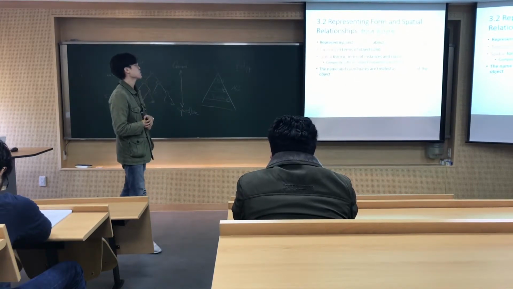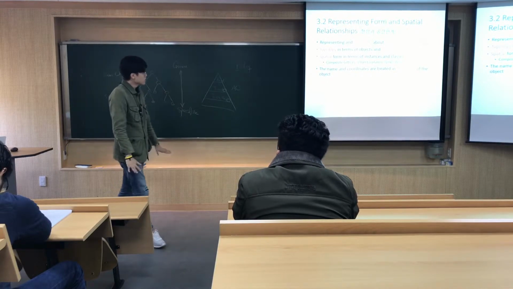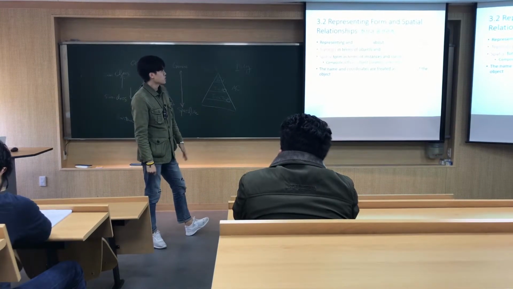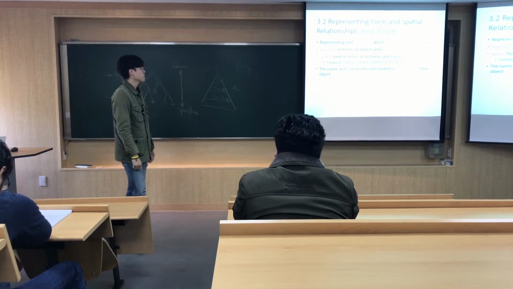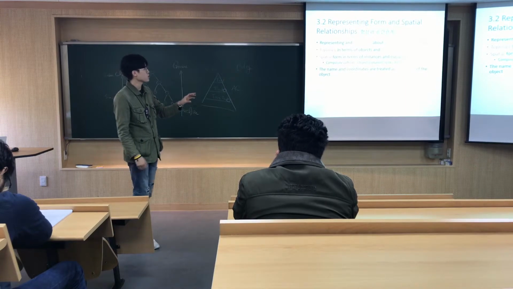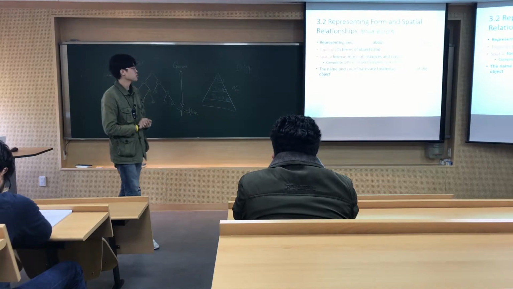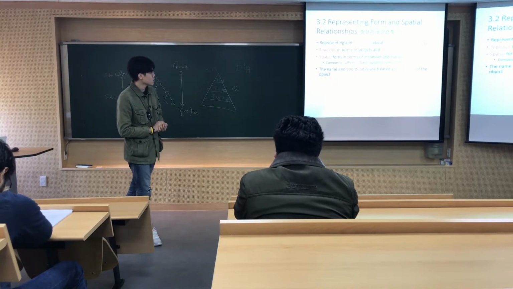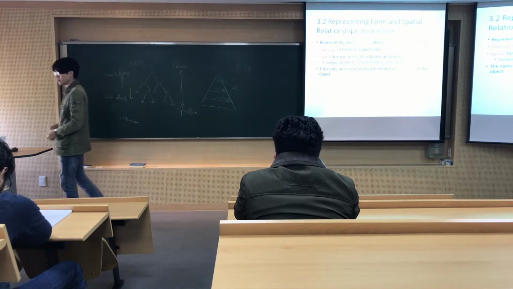3.2 is about representing form and spatial relationships. And it's about representing and reasoning about geometry and topology. Topology, I will explain it later. Topology in terms of object and relations. And spatial form in terms of instances, classes. Okay, move on.